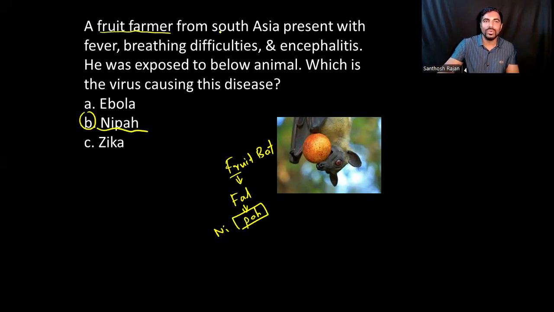That is one clue. Fruit farmer, Asia, presenting with breathing difficulty, fever, encephalitis, and he was exposed to a bat. So what is the virus causing this? Fruit bat means it is basically your Nipah virus. So the answer is Nipah virus. Very, very simple. You can easily solve this question. Next, Ebola is just the bat, and Zika is a mosquito, the tiger mosquito. So these two are also out. Okay, next.